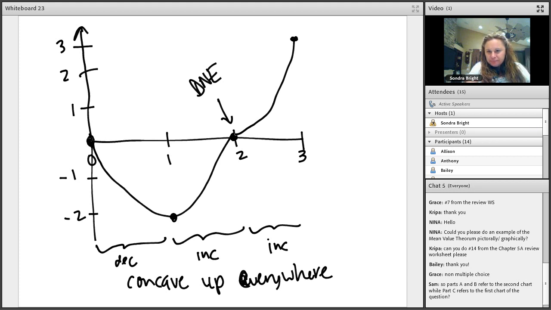Okay. That was 7 for review. An example of the mean value theorem pictorially or graphically? Yes.